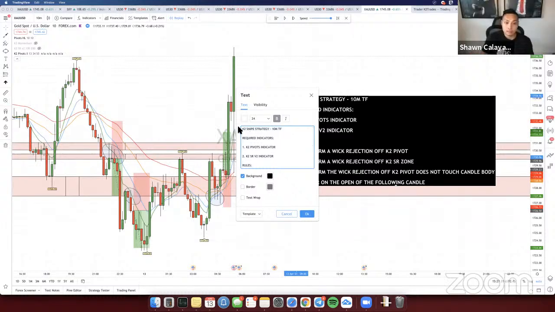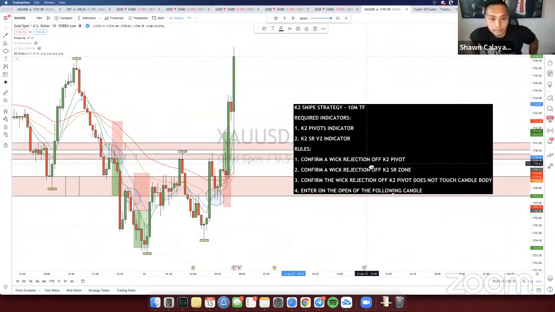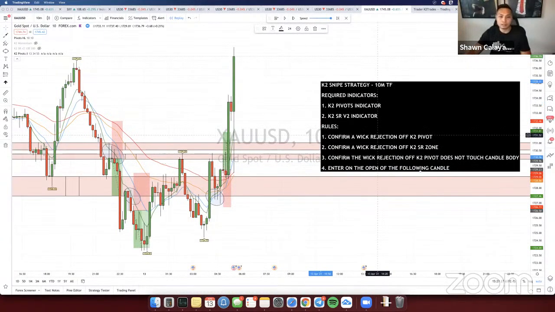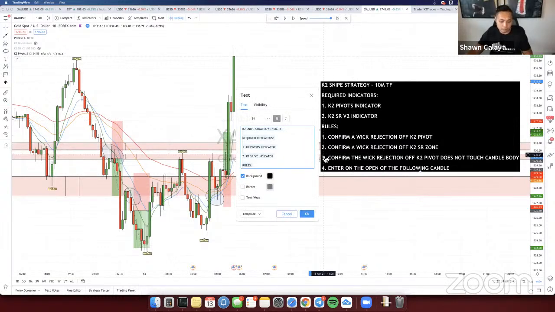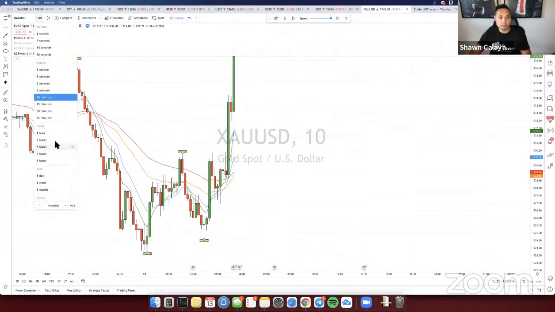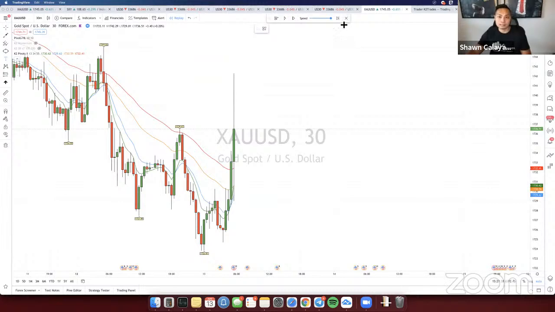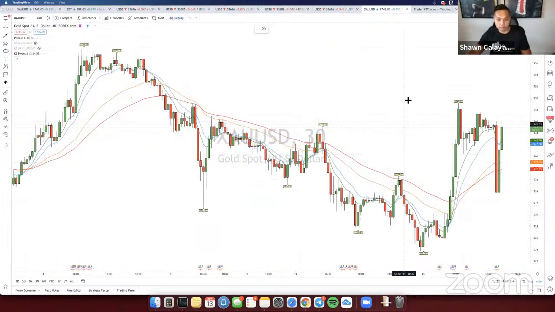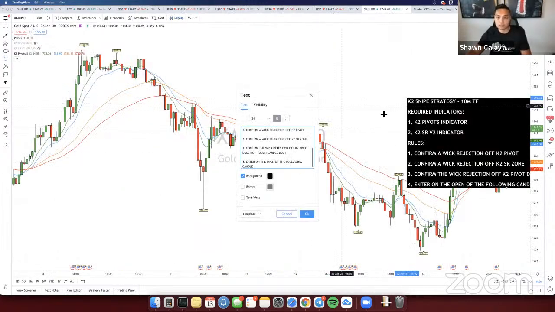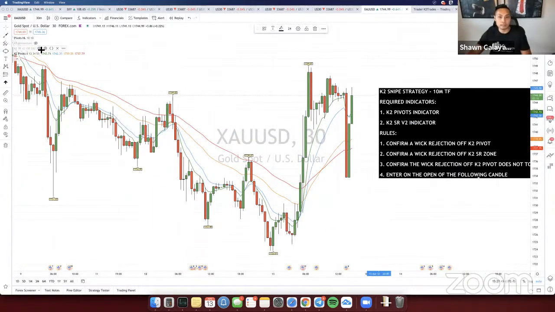So this Snipe strategy is generally on 10 minutes. Yes, I've tested it on the 10-minute, but I've seen other people use it on other time frames too. Let's take a look here to see. I see people use it on the 30-minute sometimes. I haven't used it myself, so I can't say if it works consistently or not. But let's just see if it works here too. So I have the requirements here. Let me just pull up the K2sr here.